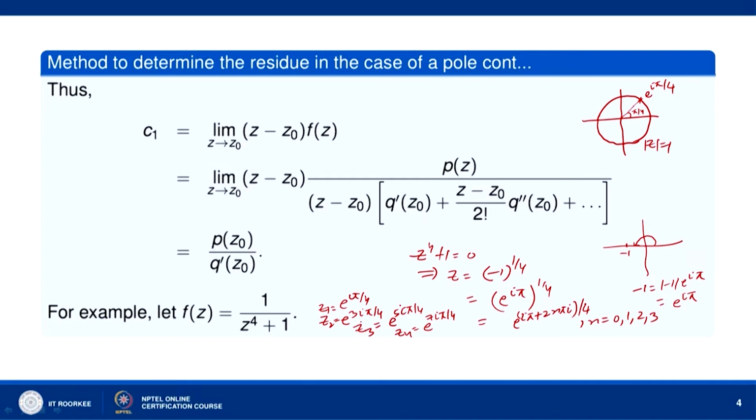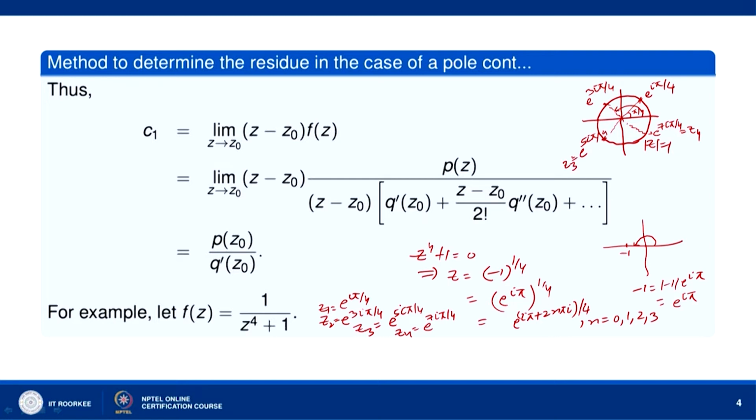Then the second is e to the power 3 i pi by 4, it lies here. This is the 3 pi by 4 angle, and then e to the power 5 i pi by 4. So this one is e to the power 5 i pi by 4, and this is e to the power 7 i pi by 4. This is z4 and this is z3.